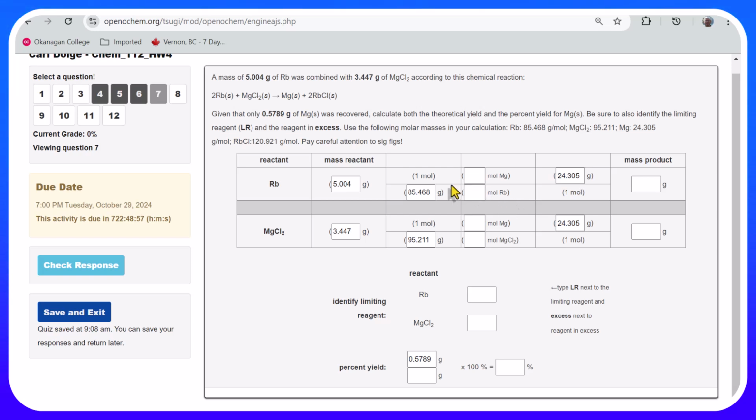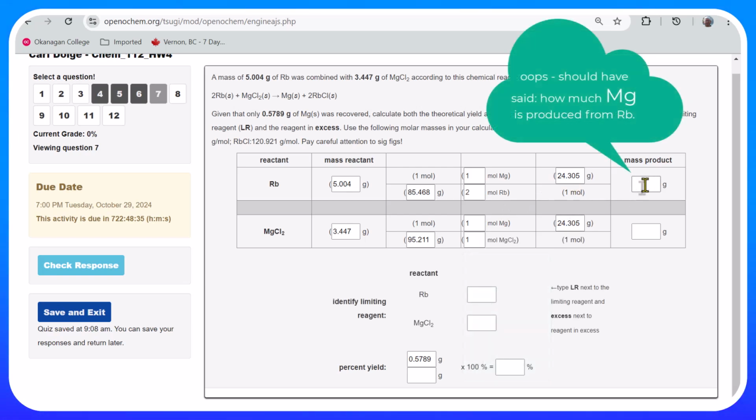Now, in terms of the mole ratio, you can see that for every 2 rubidium, 1 magnesium is formed. And so therefore we would do this. So 1 mole of magnesium is produced from 2 rubidium. In terms of the magnesium chloride, it's a 1-to-1 ratio. So we complete that. I've already got the molar masses.